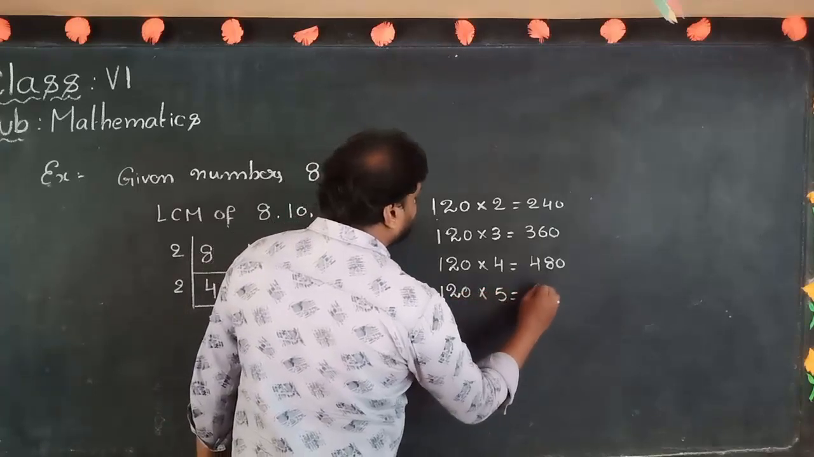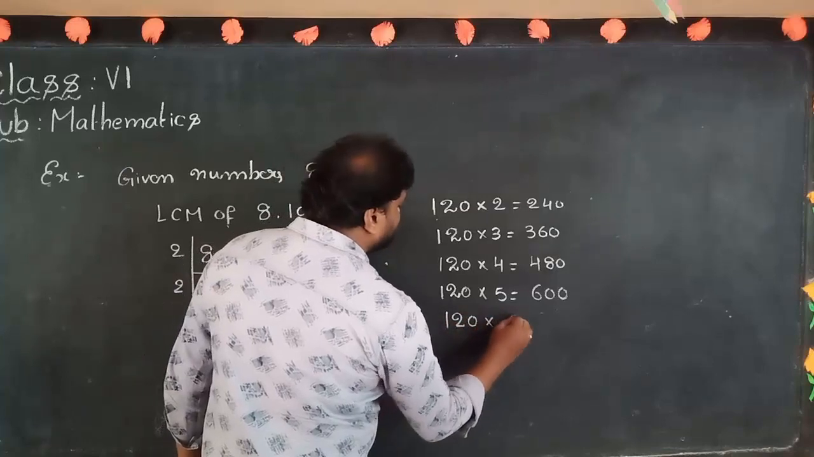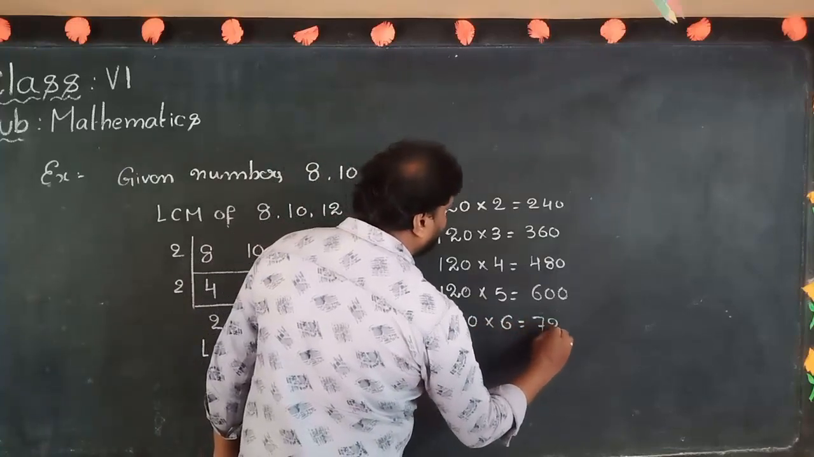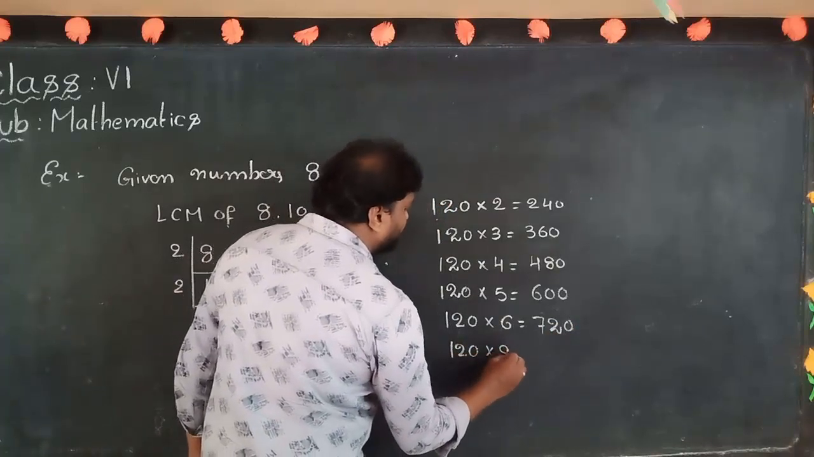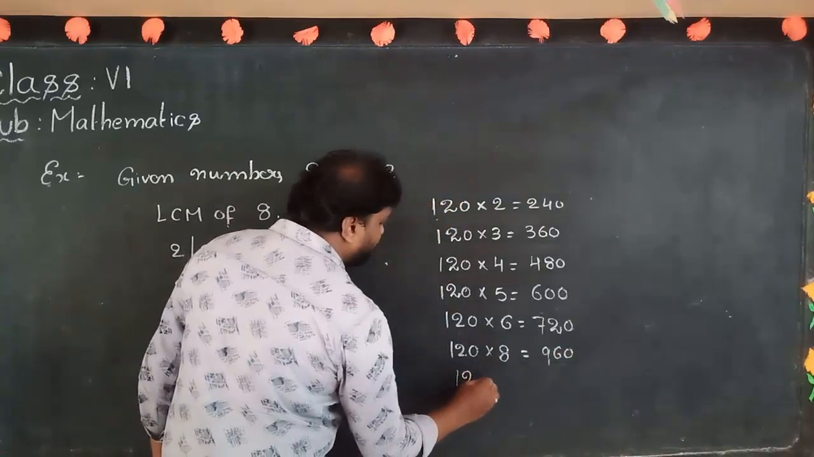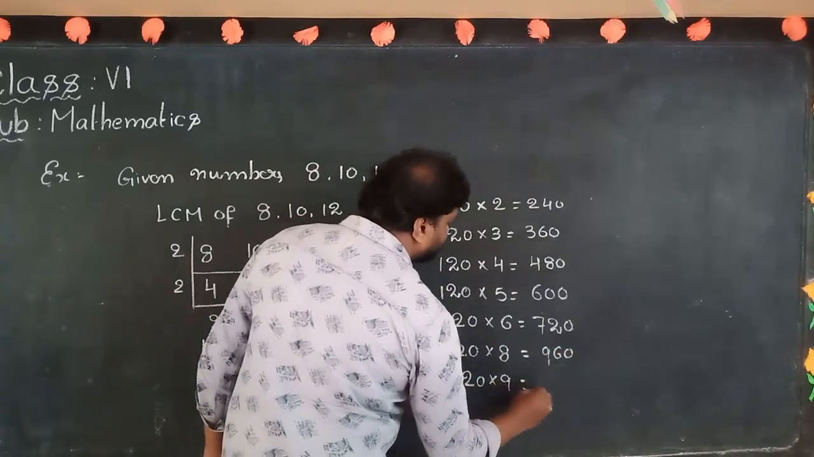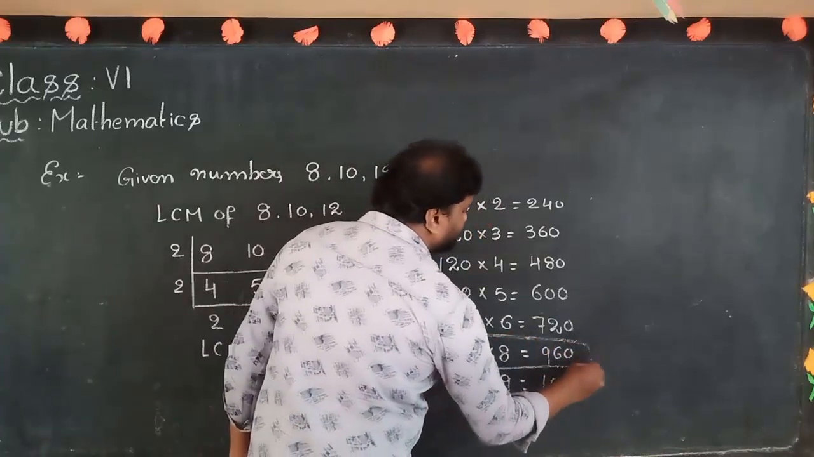120 5s are 600, 120 6s are 720, 120 8s are 960, then 120 9s are 1080. This is the correct answer.